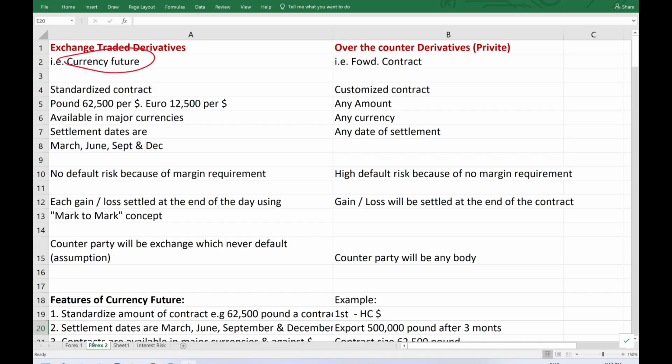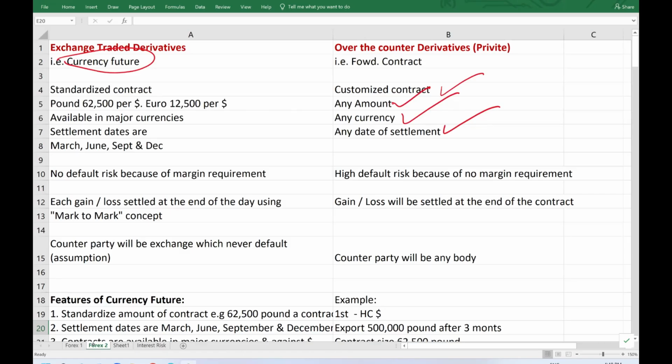What is the difference? Let's try to understand this. Number one, since a forward contract is tailored to your requirement, it is for any currency, any amount, and it can have any settlement date. So let's say we're expecting to receive 100,000 Canadian dollars on 18th of March. We will go to a bank and hedge it using the FRA.